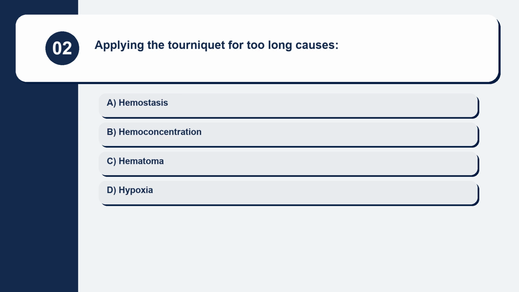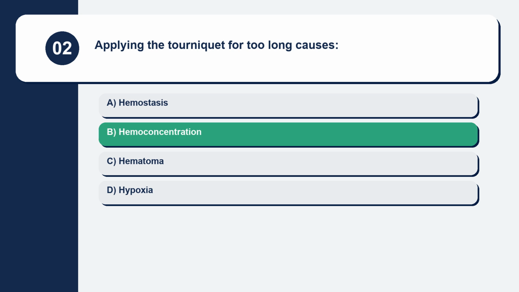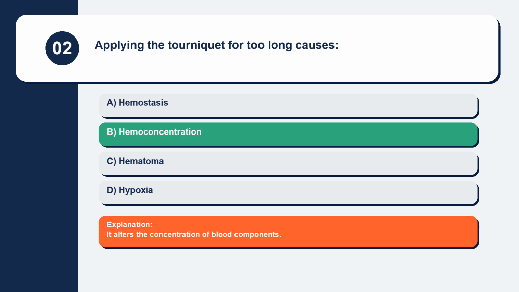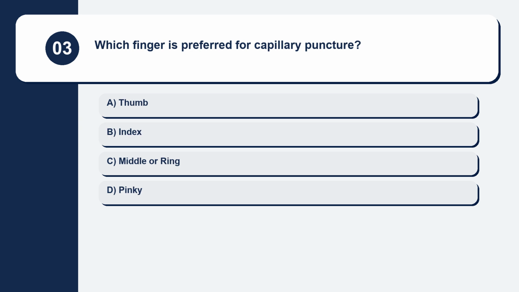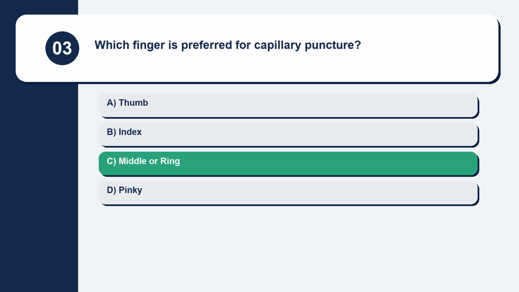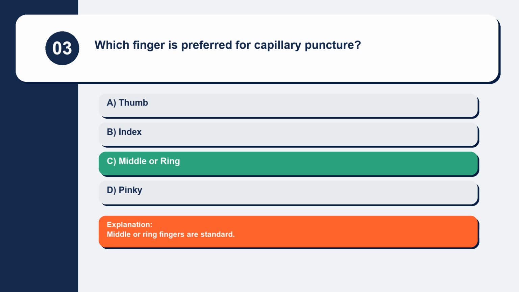Question 2. Applying the tourniquet for too long causes hemostasis, hemoconcentration, hematoma, hypoxia. It alters the concentration of blood components. Question 3. Which finger is preferred for capillary puncture? Thumb, index, middle or ring, pinky. Middle or ring fingers are standard.